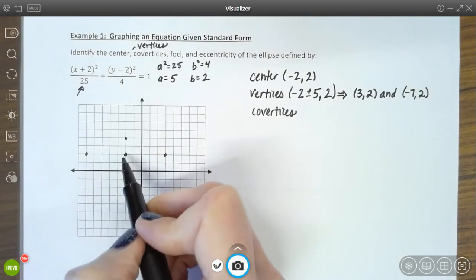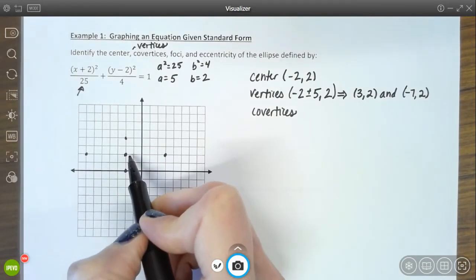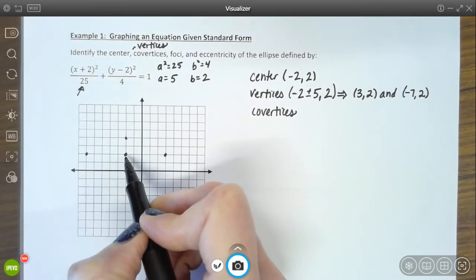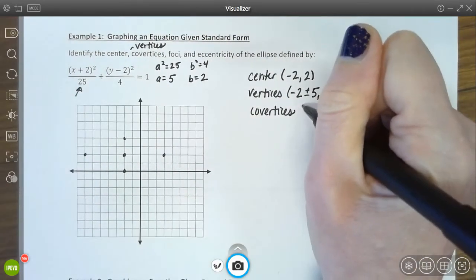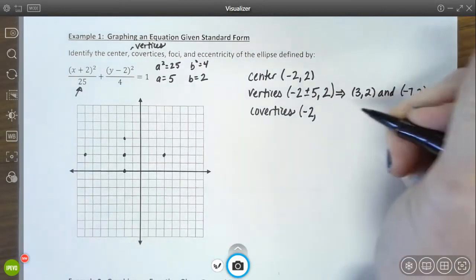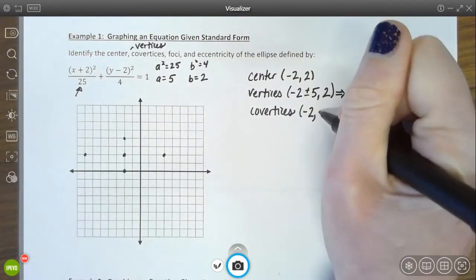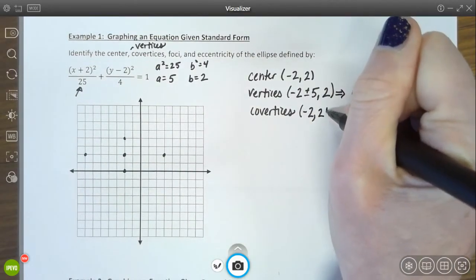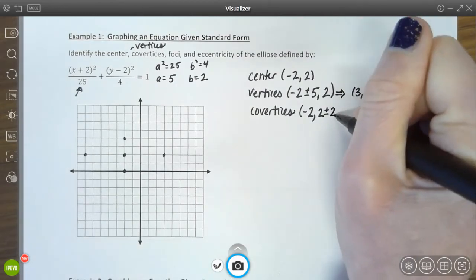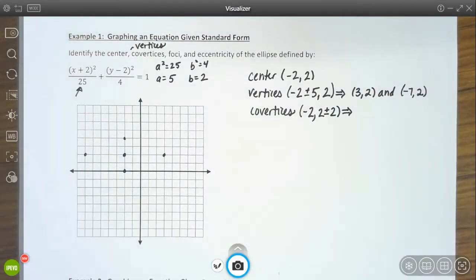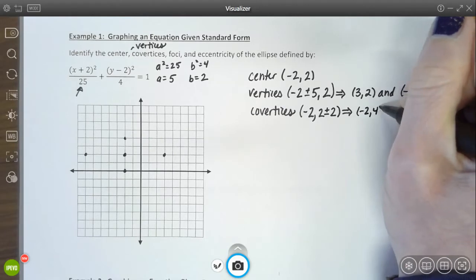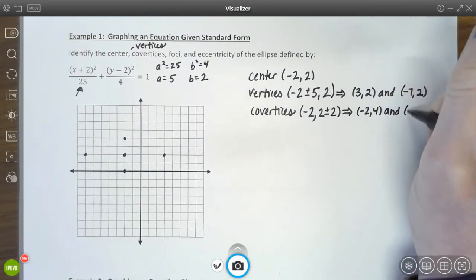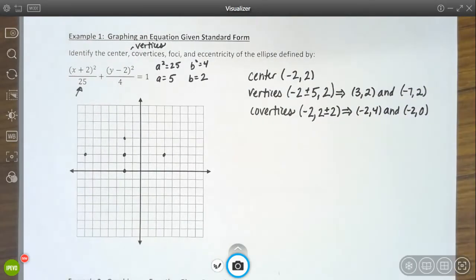Or as I shifted, I changed the y coordinate of those points, but not the x coordinate of my center there. So my co-vertices, I can find them by just keeping my x coordinate of my center the same, and then taking the y coordinate of my center and adding and subtracting that b value. And you can see if I do that math, I'm going to end up with the same 2 points. I would end up at negative 2, 4 if I add the 2, and negative 2, 0 if I subtract those 2.